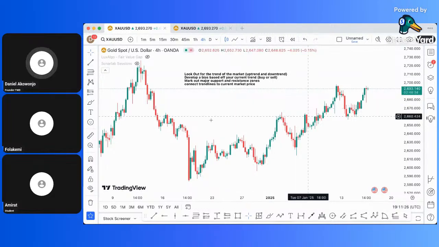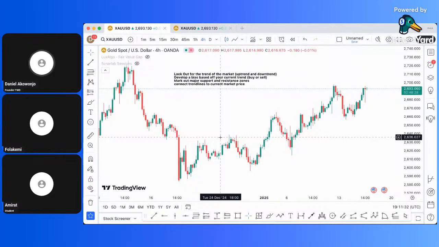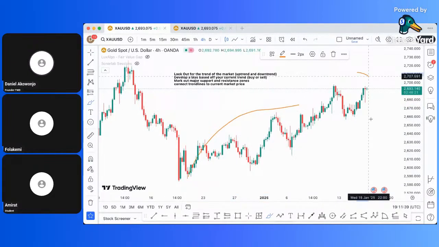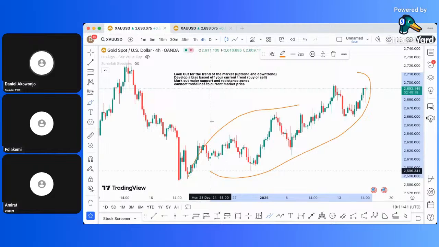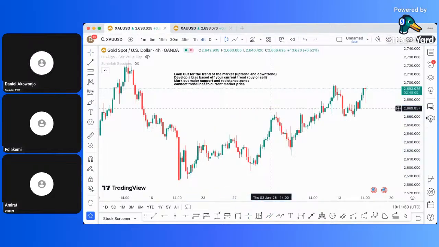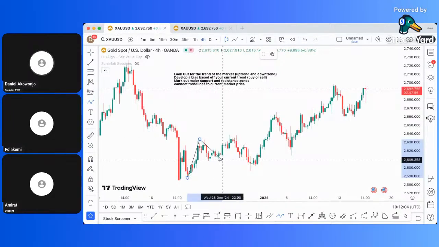Now, number one, look out for the trend of the market, uptrend or downtrend. If you look at this particular part of the chart, you don't have to look at every part of the chart. Just look at the most recent activity. We can see that price is currently in an uptrend. What does it mean that price is currently in an uptrend? It means that price is currently pushing towards the upside, since an uptrend is made up of two things, which are higher highs and higher lows, right?